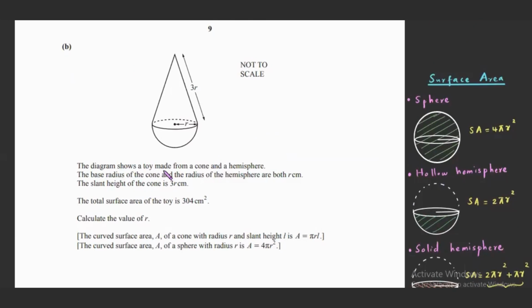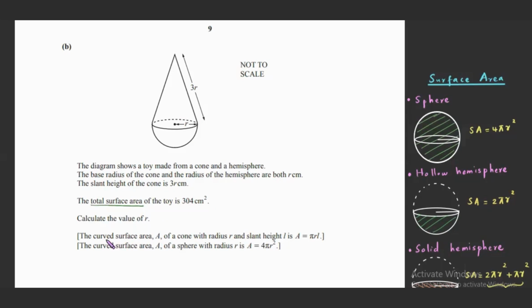The diagram shows a toy made from a cone and a hemisphere. So we have a cone here and a hemisphere. The base radius of the cone and the radius of the hemisphere both are r, and the slant height of the cone is given to us as 3r. The total surface area of the toy is given to us as 304 square centimeters. We need to calculate what this r is.